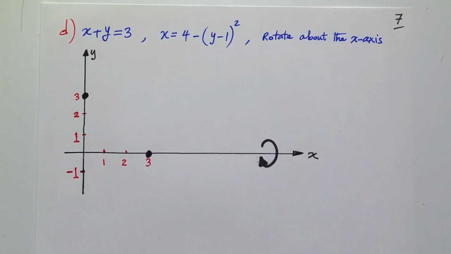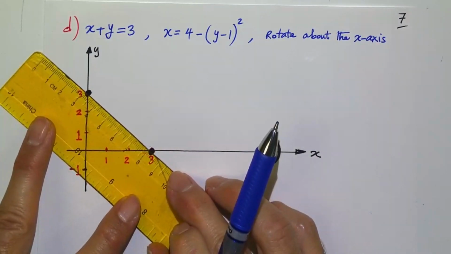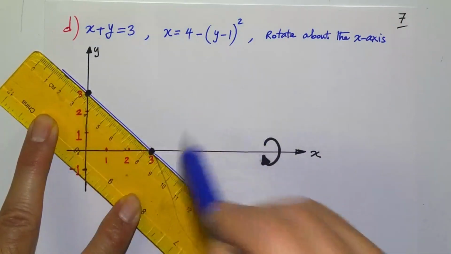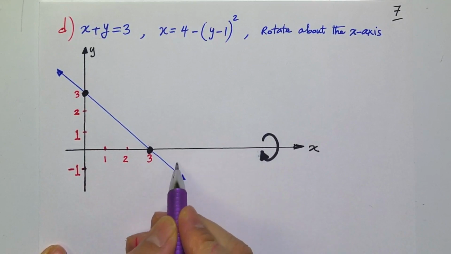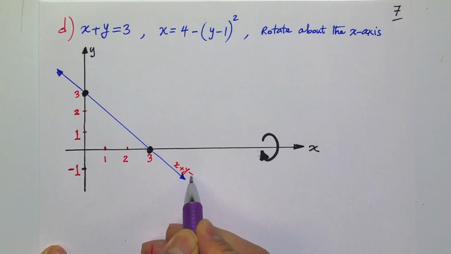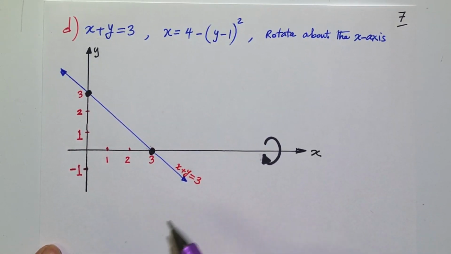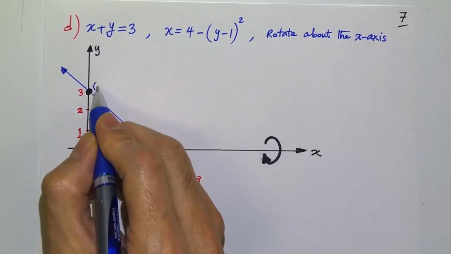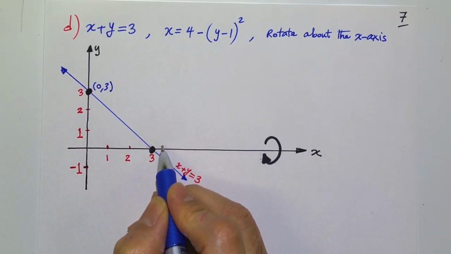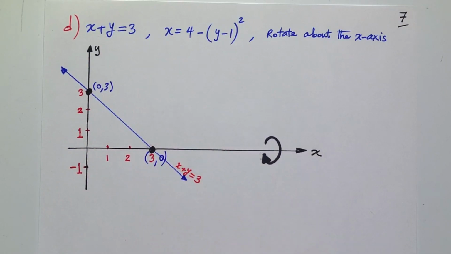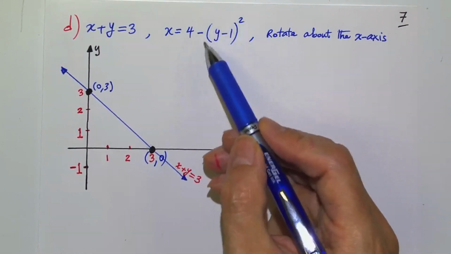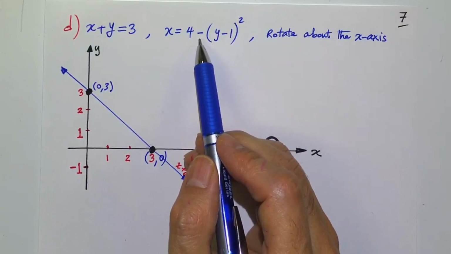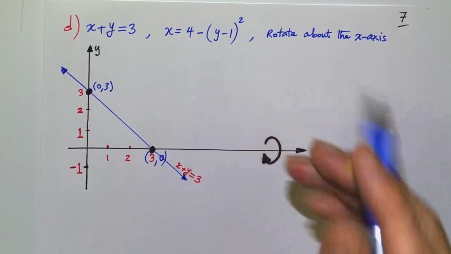So let's draw through those intercepts the straight line here, like that. And I want to put on this line the equation that is associated with it. And also let me label these points. We have 0, 3 here, and 3, 0 here. All right, so that was the easier curve. Now this one, this being a parabola, it's in standard form. So it's going to have a vertex, and it's going to have x and y intercepts. So let's find the intercepts for this one.